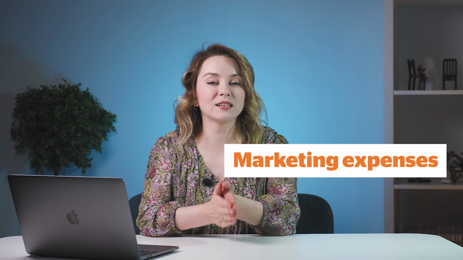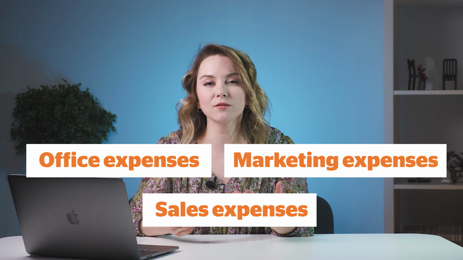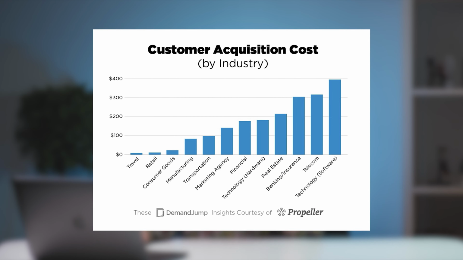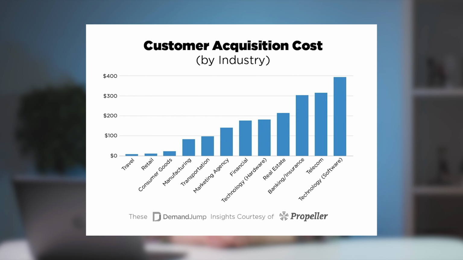Speaking about the expenses I mentioned when describing the equation, there are marketing expenses, sales expenses, and office expenses. Let me give you some examples of what you imply in this. Once you calculate your customer acquisition cost, you're going to know your number. But of course, you can also track the benchmarks. For example, these are offered by Demand Jump, and you see that there is really a huge gap between travel and technology software when it comes to customer acquisition cost.